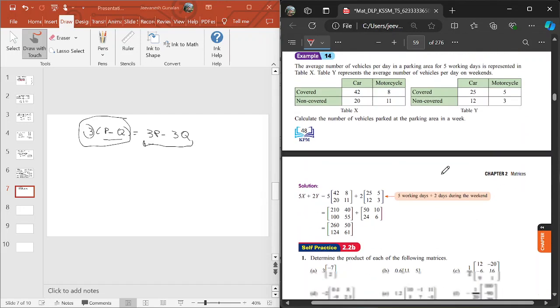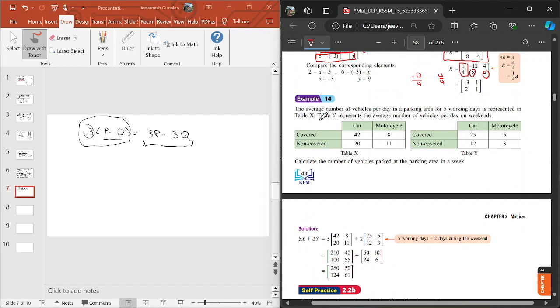And then this is an example question. So this is the data. Calculate the number of vehicles parked at the parking area in a week. Let's read the question. The average number of vehicles per day in a parking area for 5 working days is represented in table X. Table Y represents the average number of vehicles per day on weekends. Calculate the number of vehicles parked at the parking area in a week.